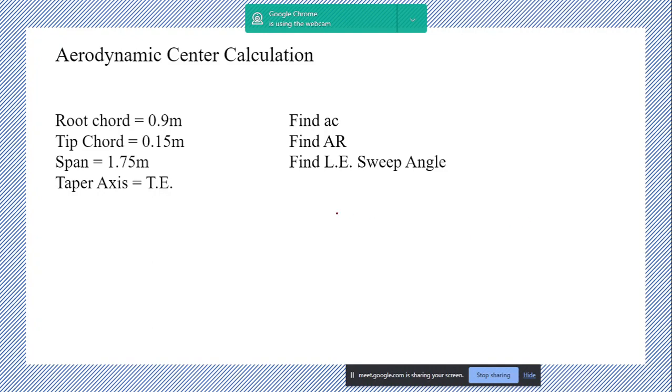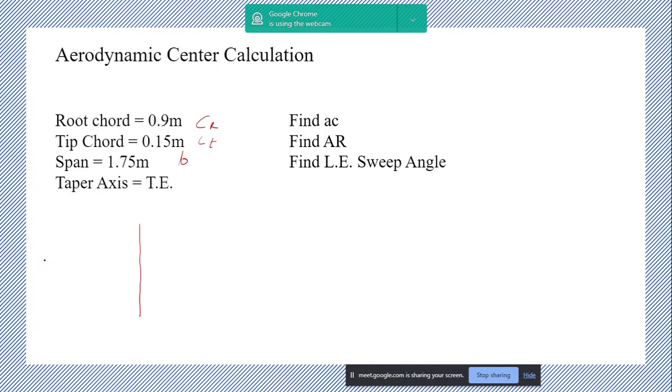So now they've given you root chord. So this is CR. They've given you tip chord. So in this case, your taper ratio will not be 0. Span. And they've given you trailing edge as the taper axis. Okay. So how will your wing look? So if this is your root chord and your tip chord is given, so how it's tapering about the trailing edge. So how will your wing look?